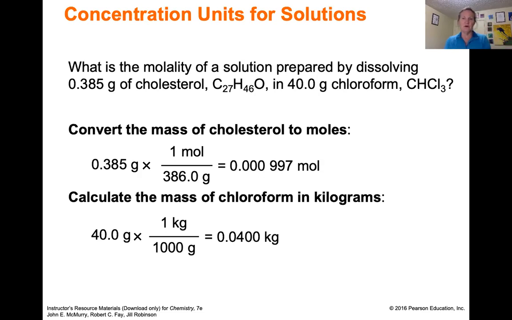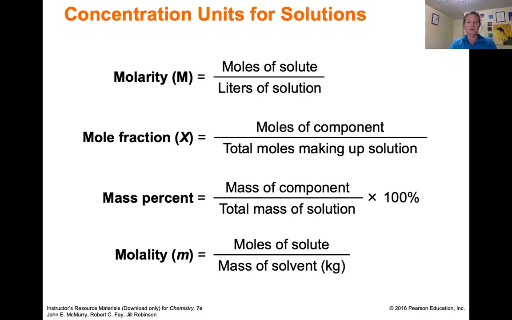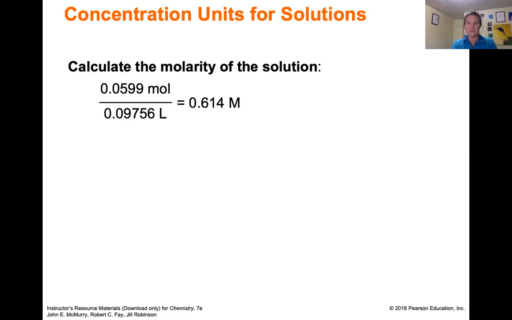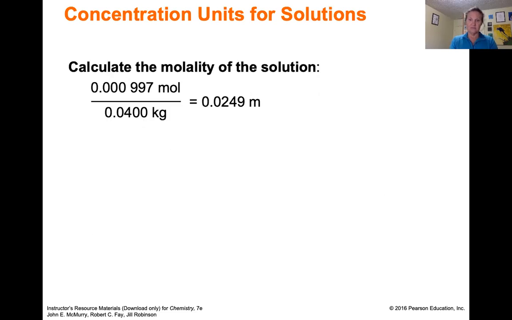So if we want molality, we want moles of solute. Going back here, molality, the moles of solute over mass of solvent. So based on the relative quantities, the chloroform is the solvent and the cholesterol is the solute. So if we convert that mass of cholesterol to moles just by looking up the molar mass, which ends up being 386.0, we end up with 3 sig figs, so 0.000997 moles of cholesterol. The mass of the chloroform, we have 40 grams, is 0.0400 kilograms.